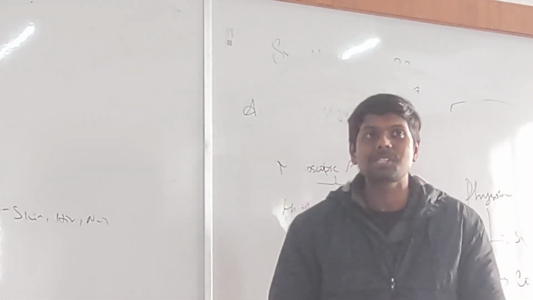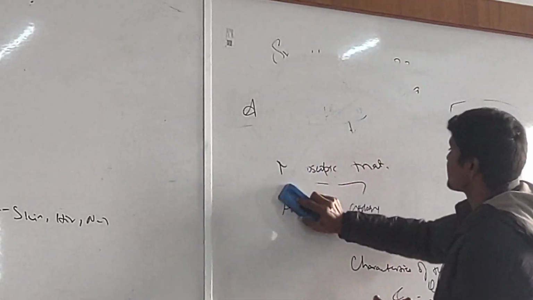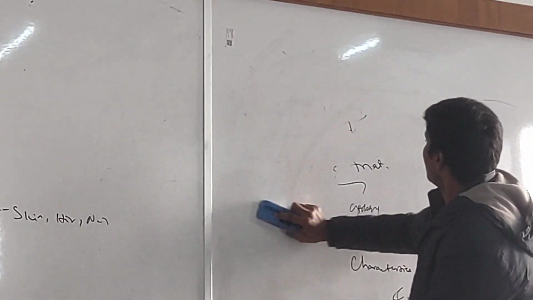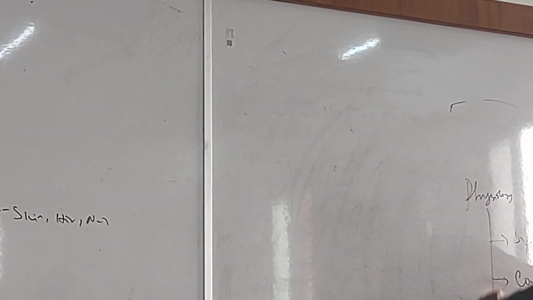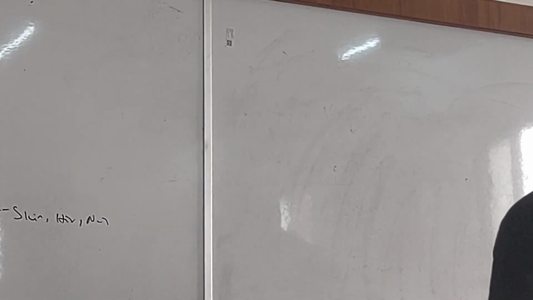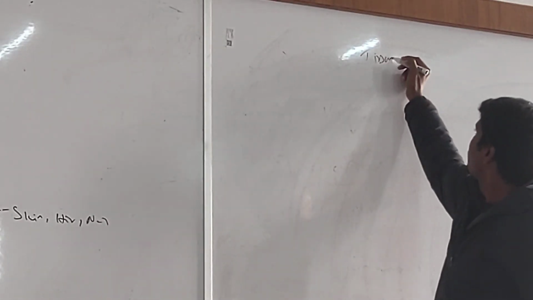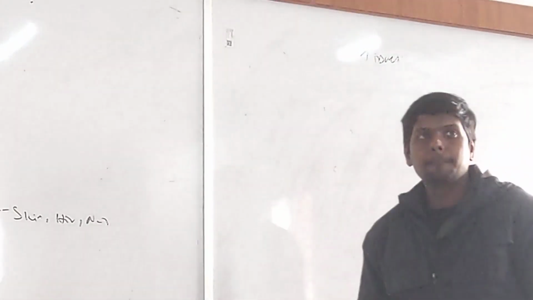Tell me the types of tissues. Muscle tissue, then connective tissue. So we'll discuss in detail about tissues now. So write down this classification, everyone. Tissues classification.